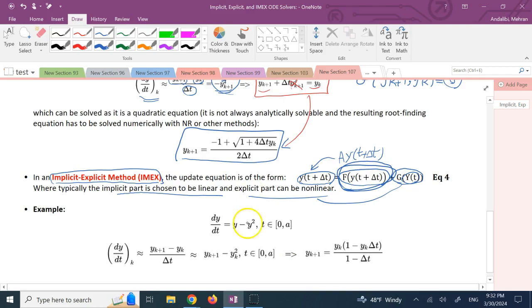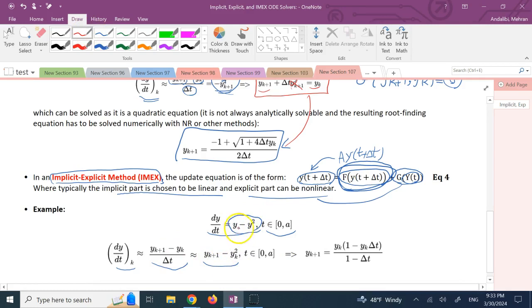For instance, let's look at this ODE dy/dt, or y dot, equals y minus y squared. Again, t is in the same range. Now we use the forward Euler formula again: (y_{k+1} minus y_k) over Δt, set equal to the right-hand side. Now pay attention to what we do on the right-hand side.